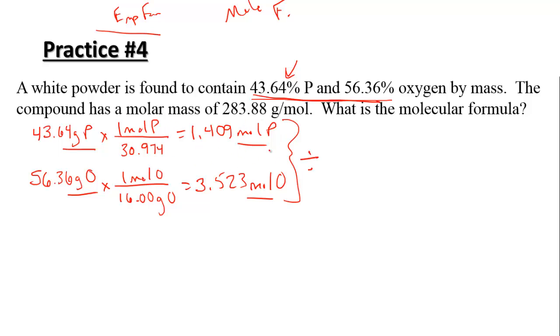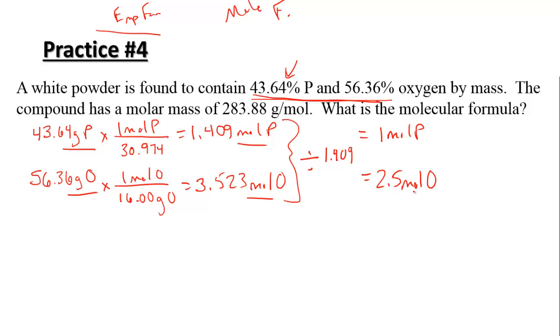Dividing by the smallest mole, hopefully we'll get us to the smallest whole number ratio. So divide them both by 1.409, because that's the smallest mole number we have here. And for the first one, obviously that comes out to exactly 1 mole of P. And if we divide the other one by 1.409, we end up with 2.5. So we did not get a whole number ratio here.